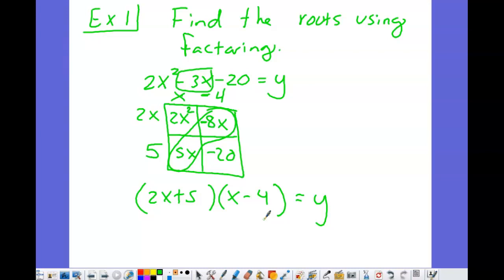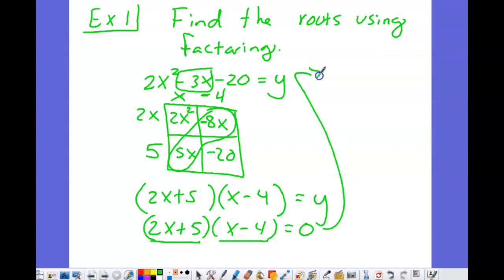Replace y with 0. Okay? Now, zero product property. Remember, we just talked about that at the beginning of class today. If you have something times something and it makes 0, then what do we know? One of those has to be 0, right?